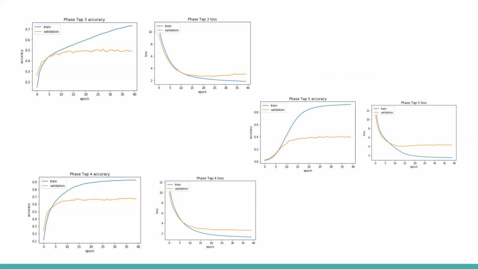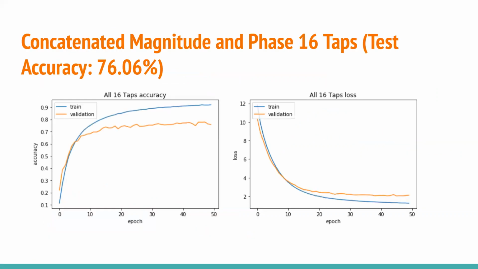So let's move on to the last experiment, where we check the concatenated magnitude and phase 16 taps. Here the test accuracy is 76%. Again, not a bad accuracy, but compared to the previous experiments, it is pretty low. And the convergence is happening well, but there is a deviation between the training and validation accuracy and loss.